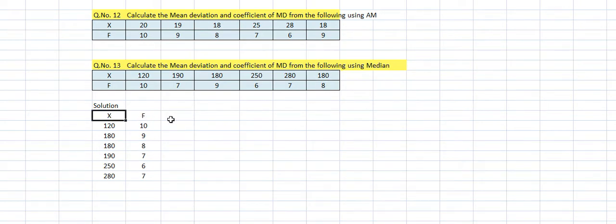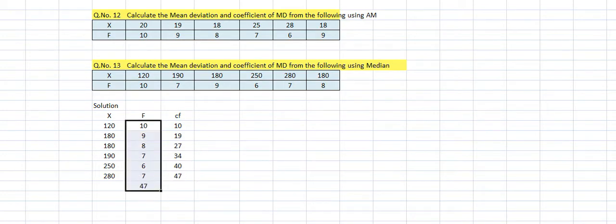Now we need to find the median first. For the median, we need the CF, the cumulative frequency. How to find the CF? The first number 10 stays as it is. 10 plus 9 is 19. 19 plus 8 is 27. 27 plus 7 is 34. 34 plus 6 is 40. 40 plus 7 is 47. So the total is also 47. Is it clear?